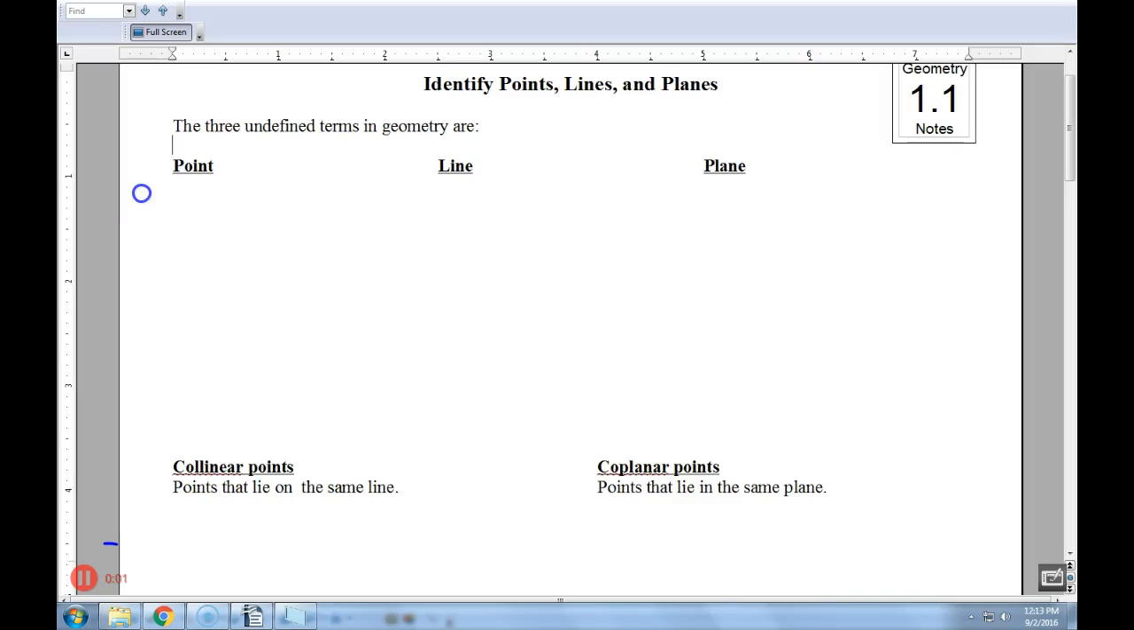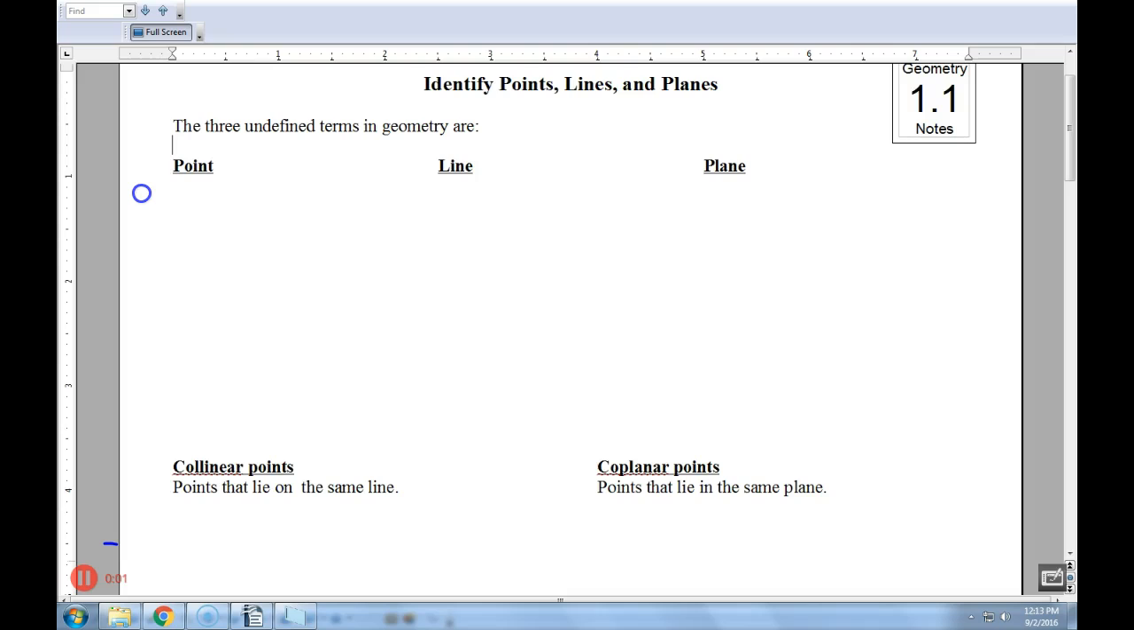Alright, it's time to get back after it. We have our very first geometry lesson, 1.1, titled Identifying Points, Lines, and Planes. I gotta warn you up front, this lesson is going to be pretty heavy vocabulary-wise. We're going to lay out a whole lot of terms we're going to use throughout the rest of the course.